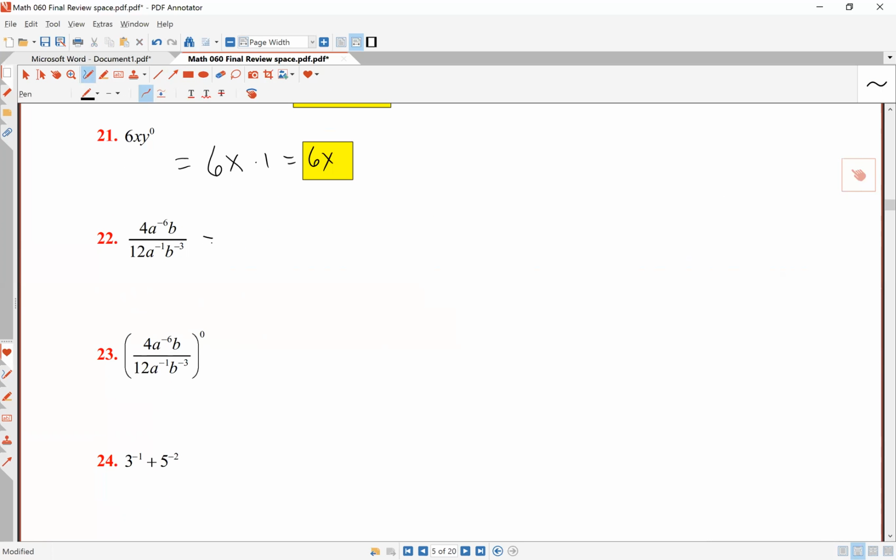22. 4 goes into 4 once, into 12 3 times. And now we'll start moving negative exponents. The b to the 1st is not to a negative, so it stays there. But the b to the negative 3 on the bottom goes up top as b cubed. A to the negative 6 on top goes down as a to the 6th. A to the negative 1 on bottom goes to top as a. So now we have a over a to the 6th, which is a to the 5th. b times b cubed is b to the 4.